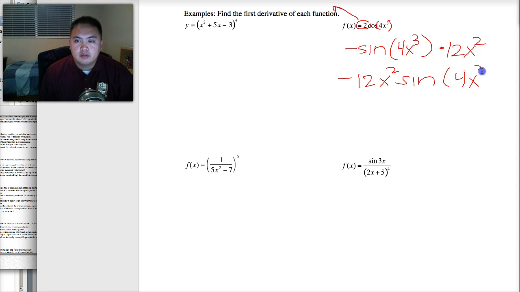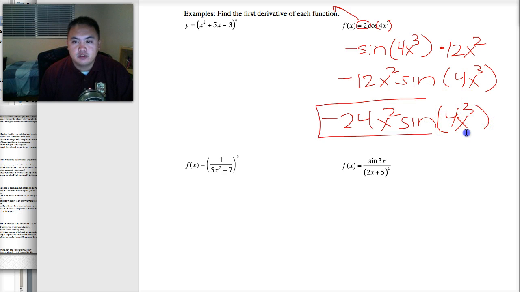Now, before I box this and say this is my answer, remember at the beginning of the problem, I sort of moved away the 2, like I'm supposed to. There's this multiplier of 2, this coefficient of 2. Now that I'm actually finished with the derivative, I'm going to bring that 2 back and multiply my final answer by 2. So the chain rule derivative of this particular function is negative 24x squared sine parentheses 4x to the third power. So that is the derivative of this function.